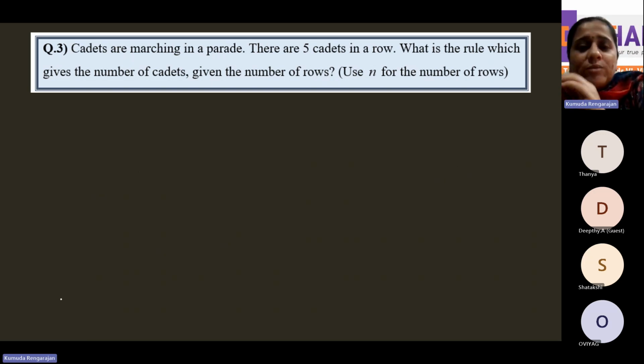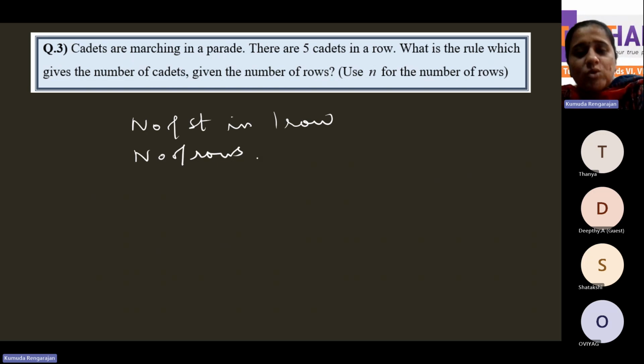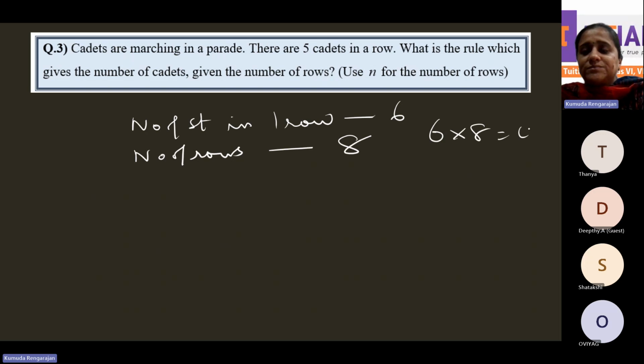So when you know the number of students in a particular row, it is enough if you know the number of rows to find the total number of students. You don't have to count the students one by one. If you know the number of students in one row and the number of rows, suppose the number of students in one row is 6 and the number of rows is 8, the total number of students will be 6 into 8, 48.